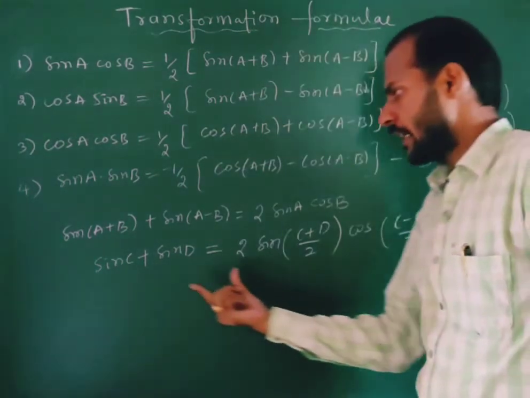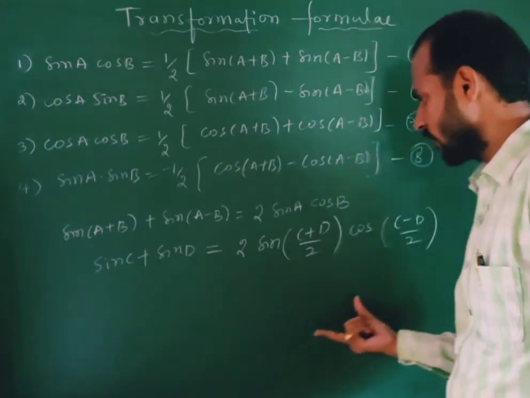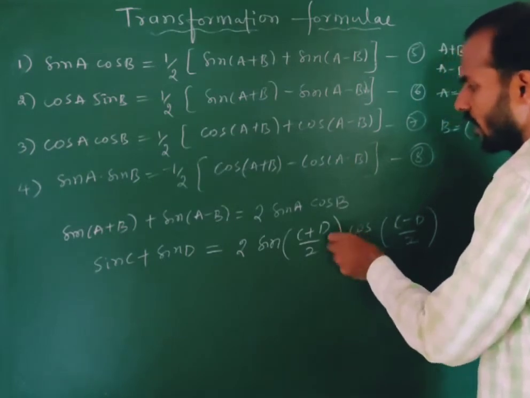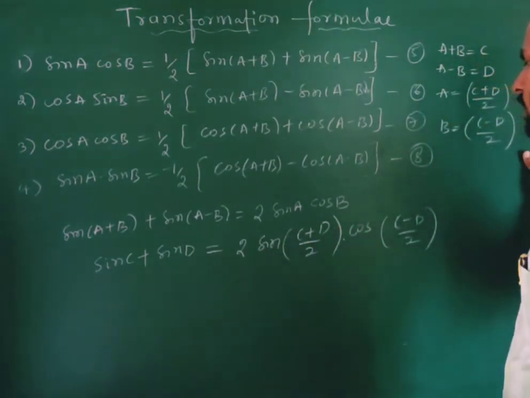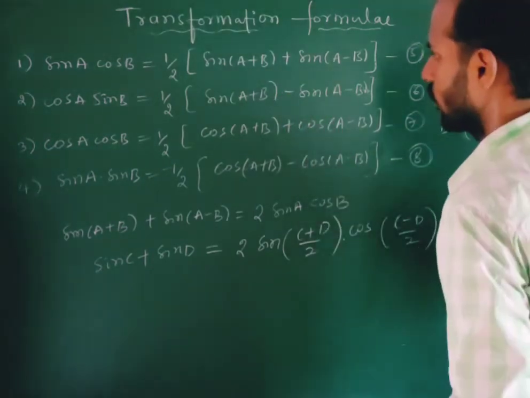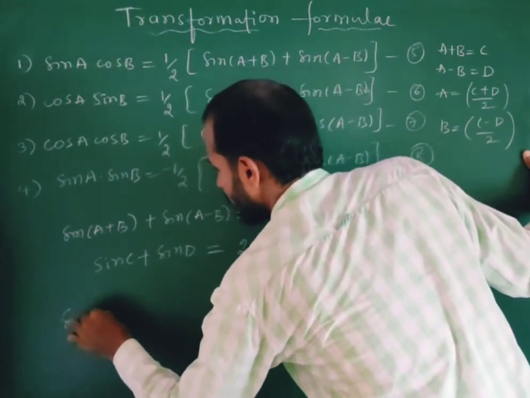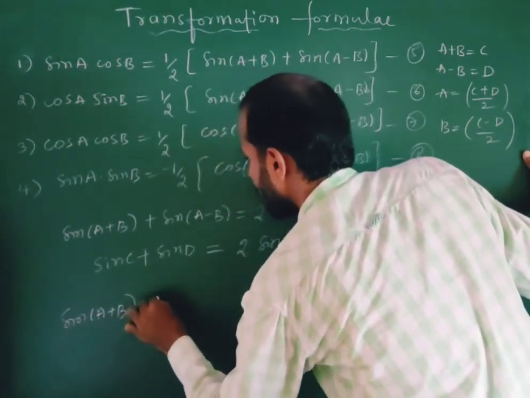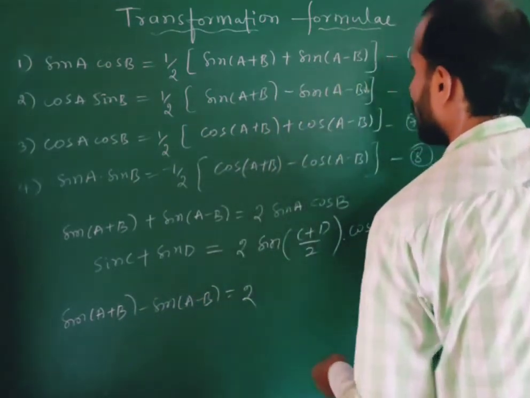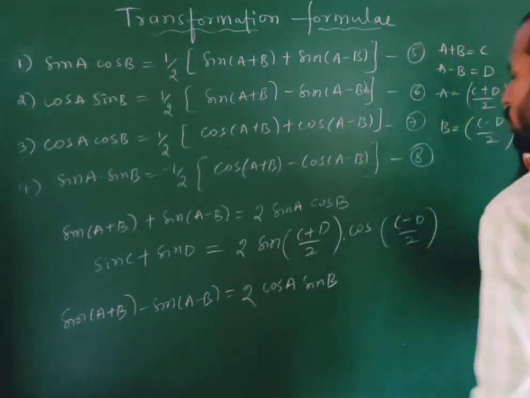This is nothing but the sum of two trigonometric functions in terms of a product of two trigonometric functions. It is a product, right? 2 sin c plus d by 2 into cos c minus d by 2. Similarly, the second one: sin a plus b minus sin a minus b equals 2 times cos a sin b, that is, 2 cos a sin b.